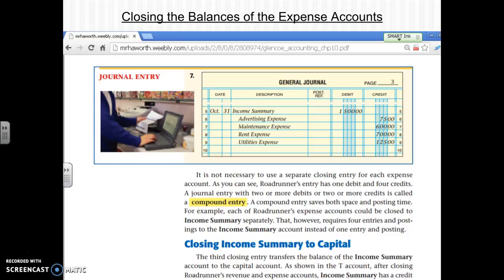Journal entry, which is also known as a compound entry. We've talked about these in the past. In this case, we would debit income summary for the sum of all of the balances of our expense accounts, 1,500, which is closing out advertising expense for 75, closing out maintenance expense for 600, closing out rent expense for 700, and then closing out utilities expense for 125.